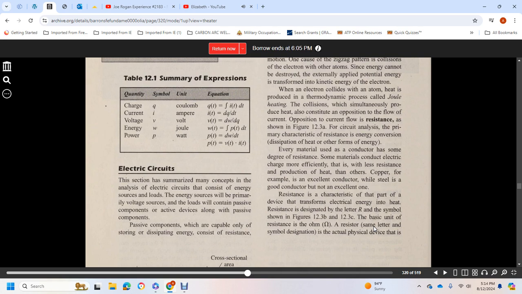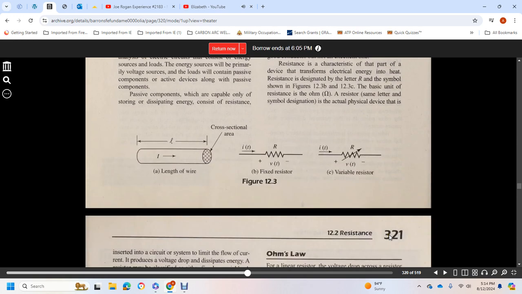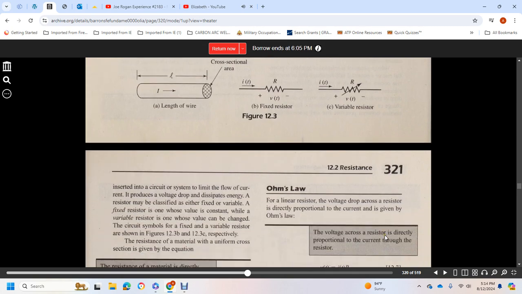Resistance is designated with the capital letter R, with the symbol shown in figures 12.3b and 12.3c. The basic unit of resistance is the ohm. The resistor, with the same letter and designation, is the actual physical device inserted in the circuit system. It limits the flow of current, producing a voltage drop that dissipates energy.